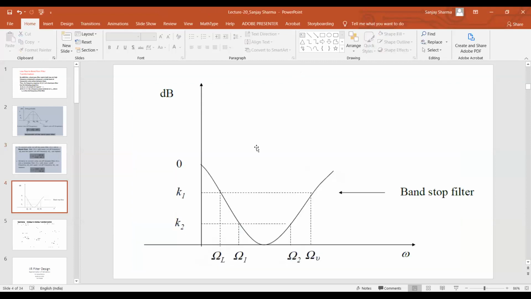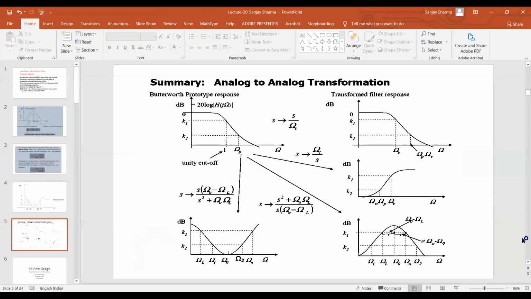Correct? These are the specifications of a band stop filter. K1, K2 are the two attenuations, and this is the same as I have already explained. These are the corresponding frequencies for a band stop filter. Band stop is actually where you block a certain band of frequencies. The rest of the frequencies will be passed, but a certain band will not be allowed to pass through it.